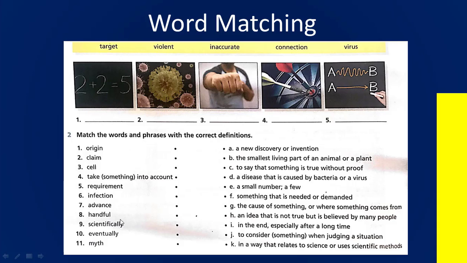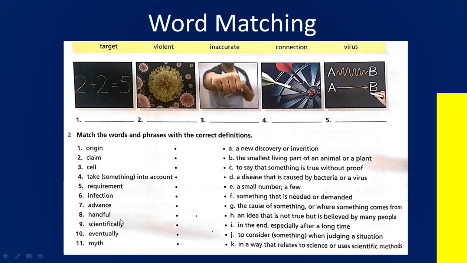Number 6, infection. Infection means a disease that is caused by bacteria or a virus. We can say that currently the coronavirus has infected thousands of people around the world, especially in developing countries, because of a huge world pandemic. Okay. And number 7, advance. So advance means new discoveries or inventions. Okay.